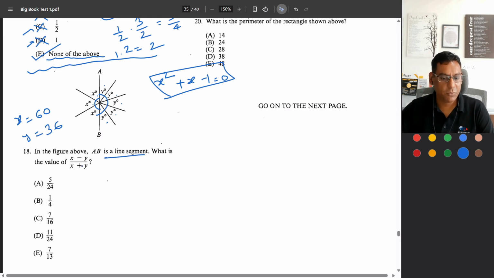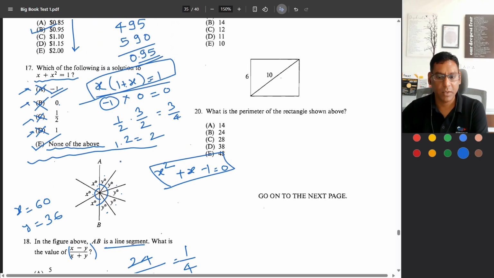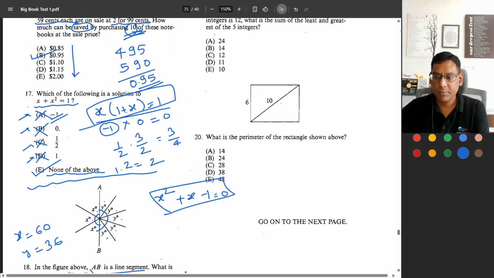Now it's very easy. Now I just have to find the value of this. x minus y is 60 minus 36, which is 24. x plus y is going to be 96. 24 by 96 is again very convenient numbers, 1 by 4. The answer is B, right?